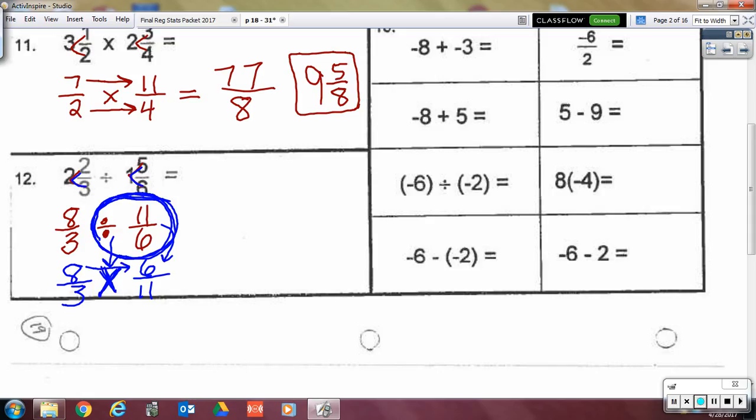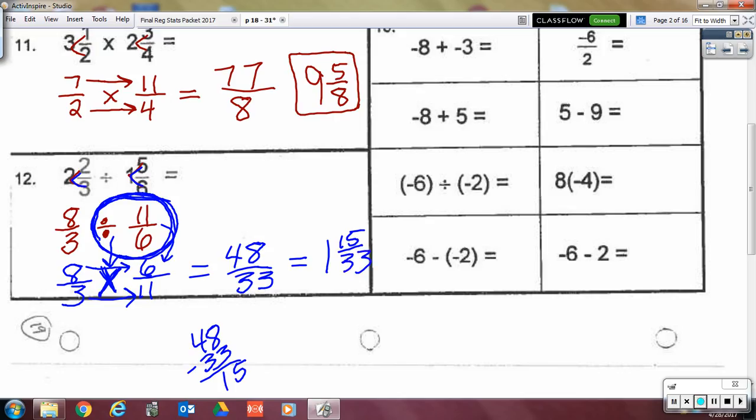And so now it's just like number 11, and we multiply straight across, and I get 48 on top of 33. 33 goes into 48 once with what left over? 15 left over? But what do you see about 15 and 33? So this can reduce. We can divide by 3, giving 1 and 5 over 11.